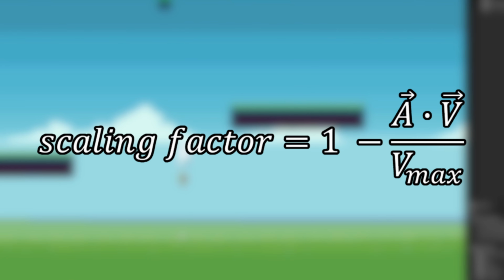Here, A is the aiming direction, and V is the player's velocity. Notice that we divide by the maximum velocity. This is because the aiming direction's magnitude is 1, so there's no point in dividing by it. And also, we want this ratio to be 1 only when the player reaches the maximum speed. So we divide by that speed and not by the current player's speed.